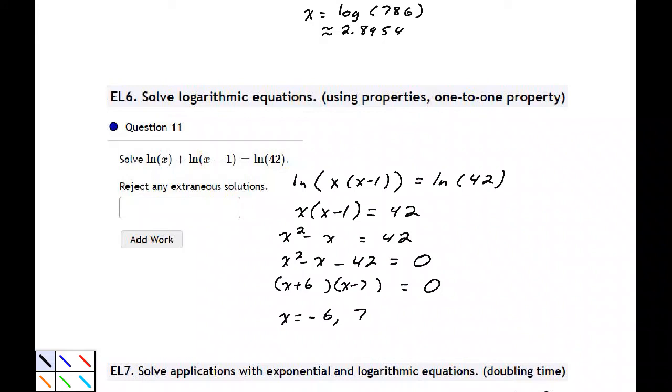Now let's go back to our original equation. Notice that each one of these natural logs has an argument. One of them is natural log of 42, don't worry about that one. But natural log of x implies that x must be greater than 0. Now the next one is natural log of x minus 1. Now x minus 1 being greater than 0 implies that x must be greater than 1. So any solution we have to this equation must be greater than 0 and greater than 1. Well, that causes us to eliminate negative 6 as a possible solution. So x equals 7 is the correct answer. Now, in the question, it actually says reject any extraneous solutions. The negative 6 was an extraneous solution.